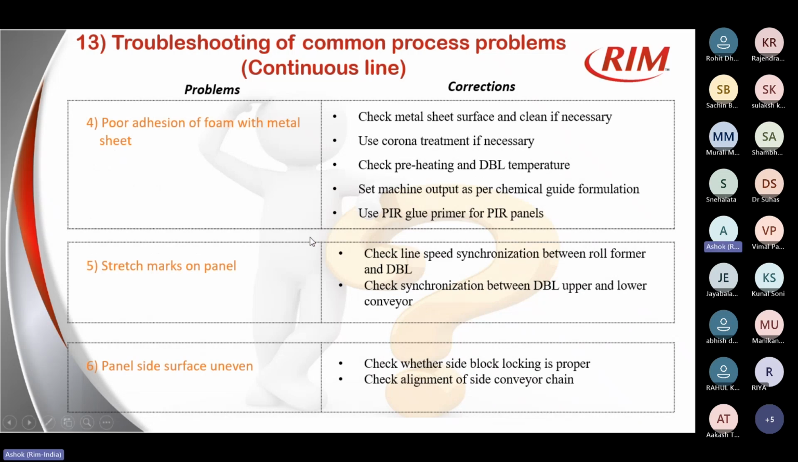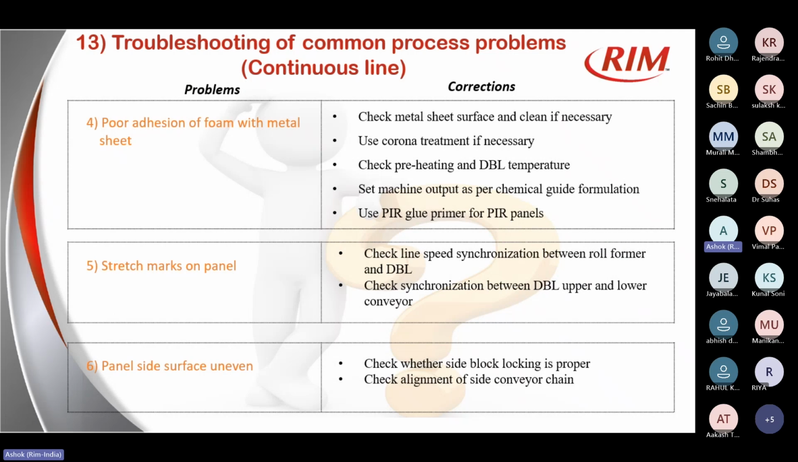Poor adhesion of the foam with the metal sheet. This is also one of the problems. You have to check the metal sheet surface and clean it if necessary. There may be some oil stains on the metal sheet, so you have to check the coil and the metal sheet quality. You have to use the Corona system. The Corona system helps to improve the adhesion because it removes the static charges and also removes the dirt or oil stains on the metal sheet.